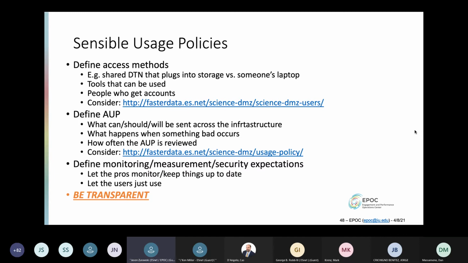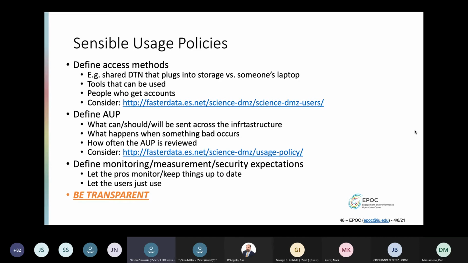What happens when something bad happens? How often are you reviewing this? Are the researchers allowed to come in and help you review it to make it either better or more secure or to fit their use cases a little bit better? We have some resources on the web that you can take a look at if you need more guidance on that.